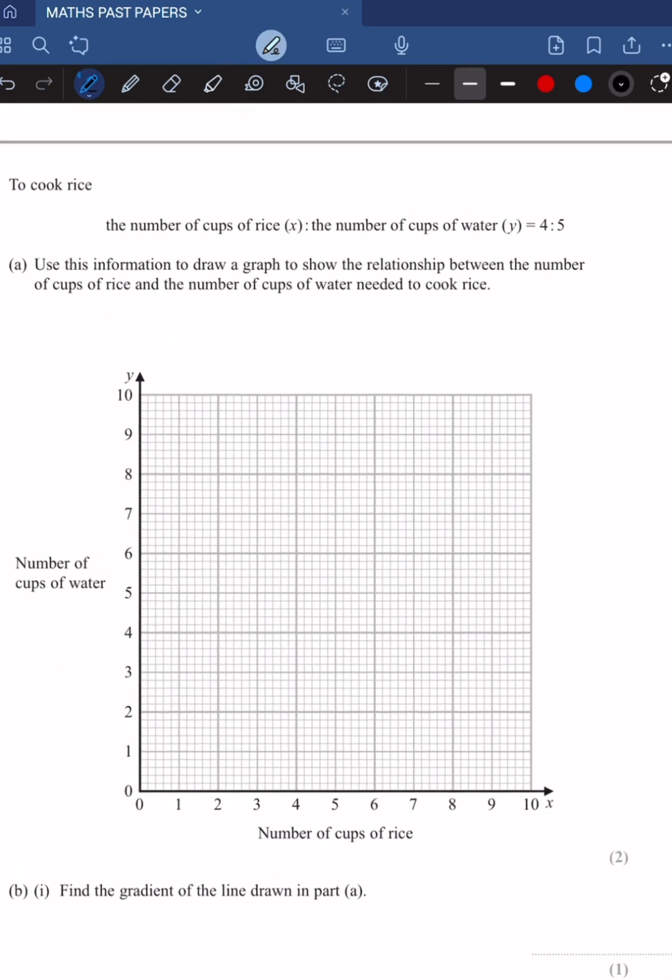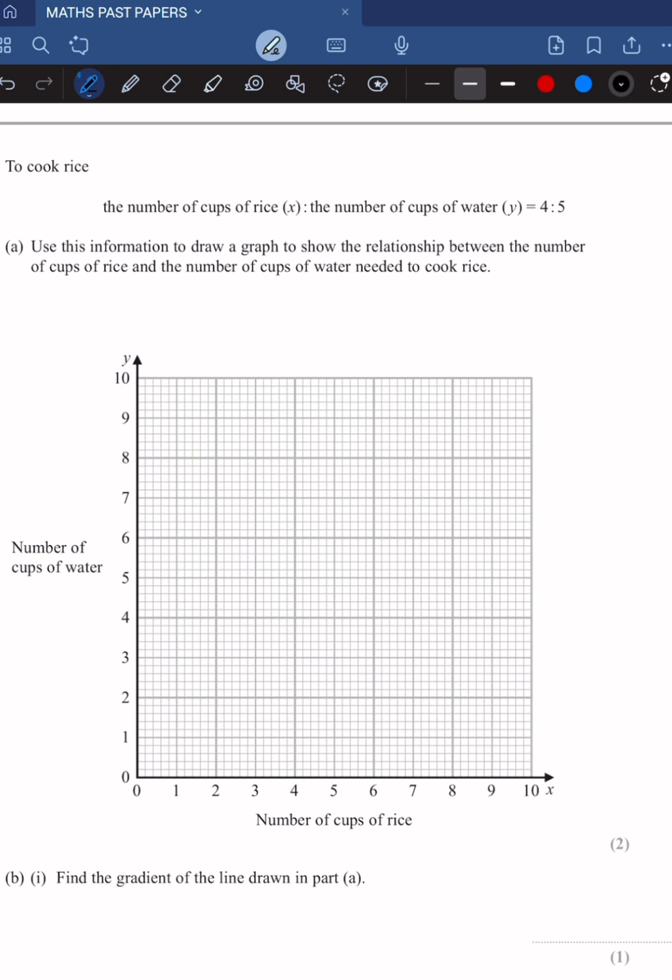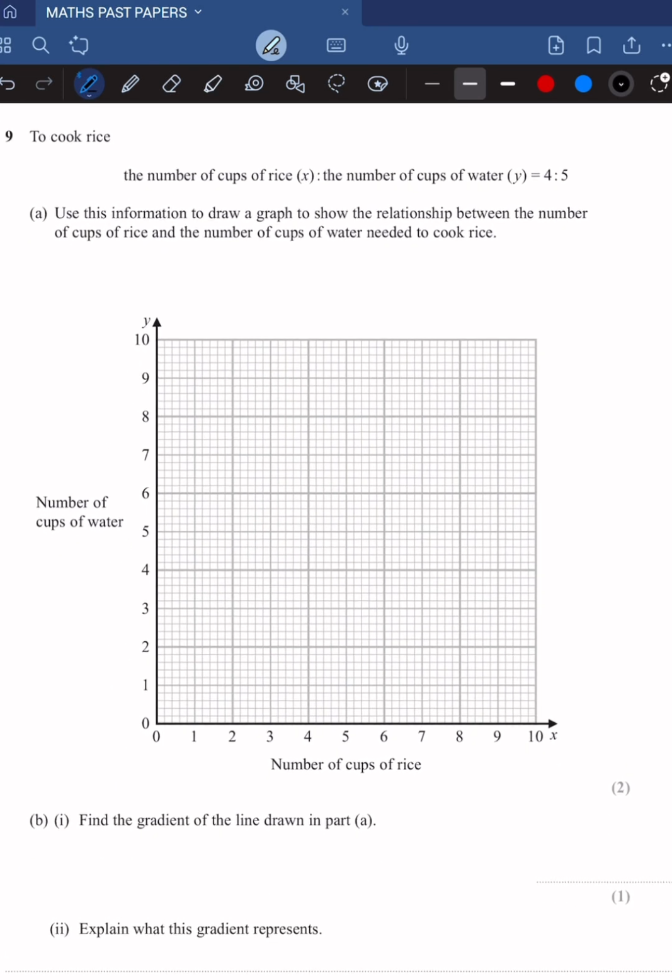Let's go. To cook rice, the number of cups of rice, x, to the number of cups of water, y, is 4 to 5. Use this information to draw a graph. Of course we know it's 4 to 5, x to y. So let's have our first point as 0, 0, then 4 across, 5 up, which means we're going to go 8 across and 10 up. We're going to draw a straight line. There we go, perfect.